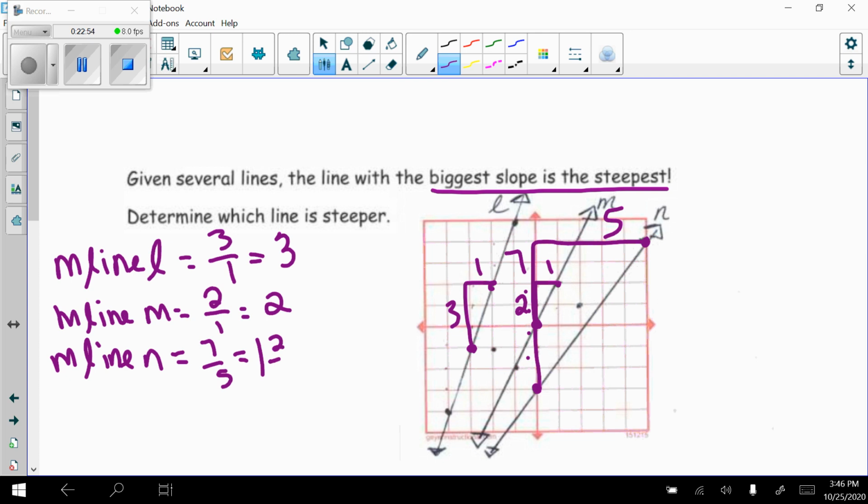So 2. So 7/5 is the same thing as 1 and 2/5. So now my 3 slopes are 3, 2, and 1. Which one is larger? 3 is the largest number, right? We know that. So we would say line L is the steepest.